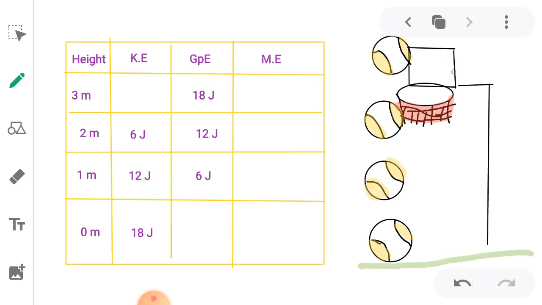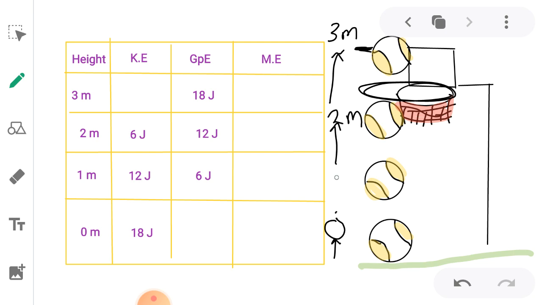Here I have a basketball. Sorry, it must be wider. Okay, now the player was standing here and he pushed that ball like this. It kept moving forward, moving upward till it reached the maximum height here, which is 3 meters. And here 2 meters, and here 1 meter, and here 0 meters. At the maximum height here, the ball stops for a second.